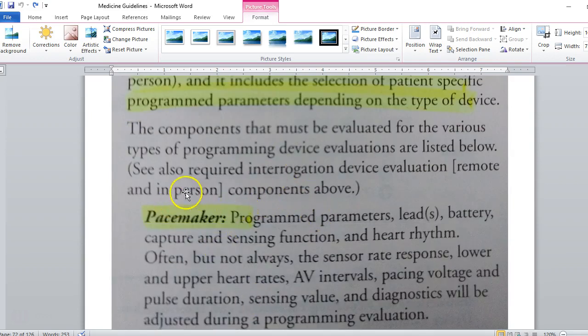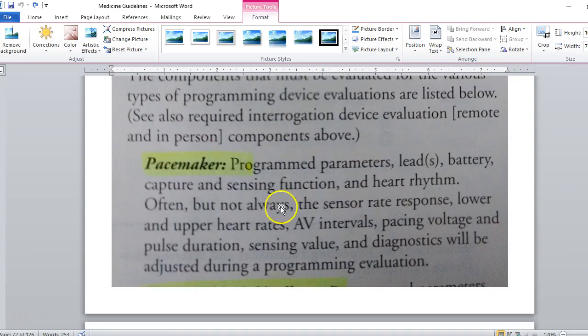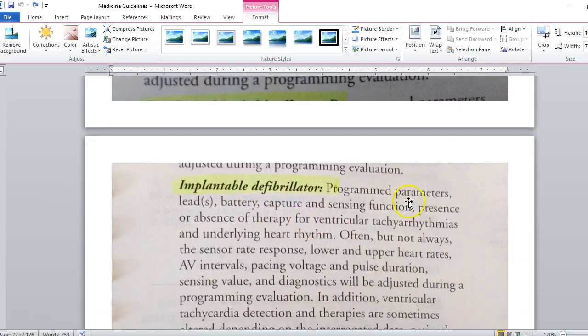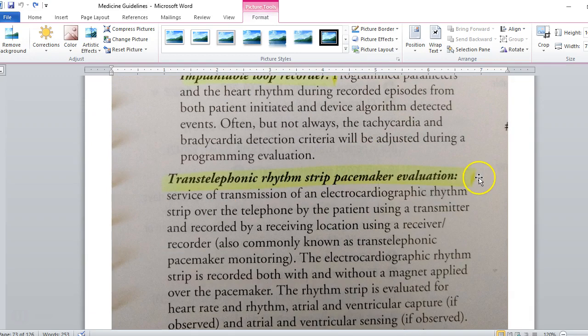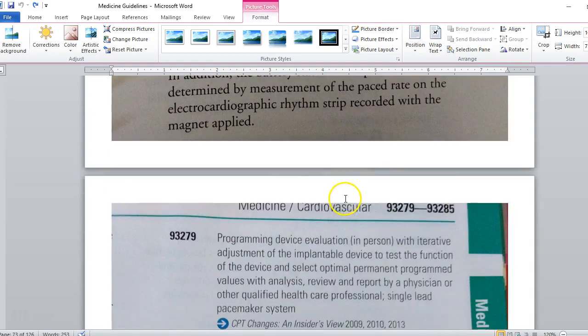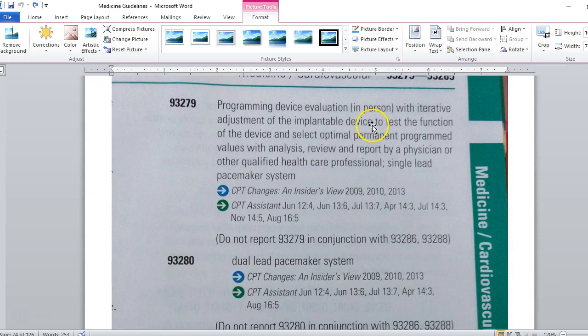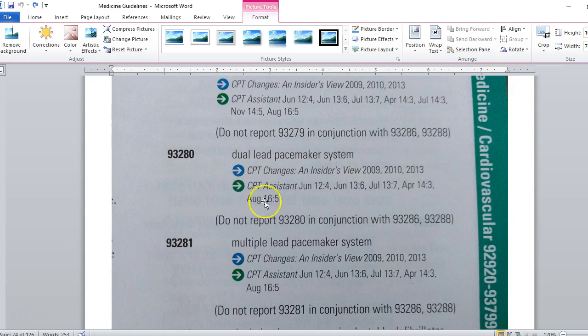Again, here are all of the components for a pacemaker, implantable defibrillator, implantable loop recorder, the transtelephonic rhythm strip. So again, what does each of these do? And you can see the codes here. Again, it says programming device evaluation. This says in person. This is a single lead. Indented code is a dual lead. Here's the do not reports. Again, lots of do not reports, so be on the lookout for those.